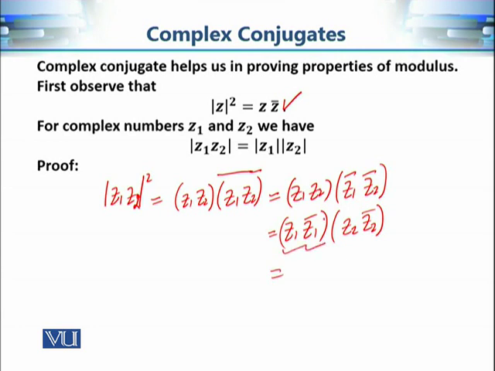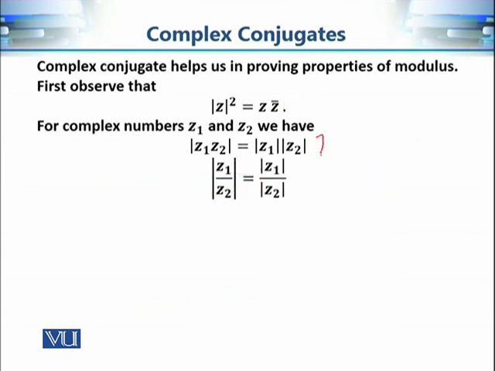Now using the same property, this expression is in fact the square of the modulus of z1, and this expression is the square of the modulus of z2, and this implies that the modulus of z1 z2 is equal to the product of the moduli of z1 and z2. On the same lines, we can prove the following two properties of the modulus of a complex number using this property which relates the conjugate and the modulus.